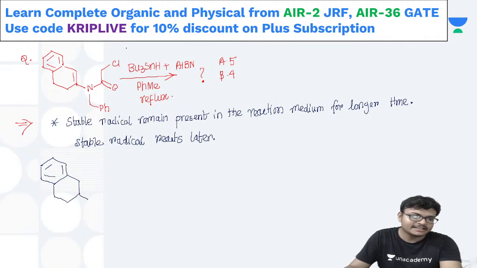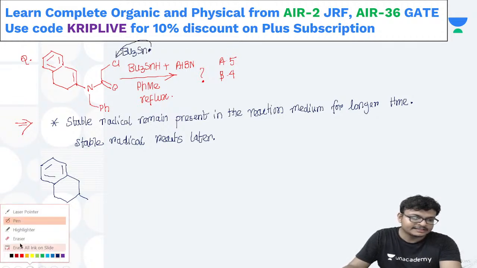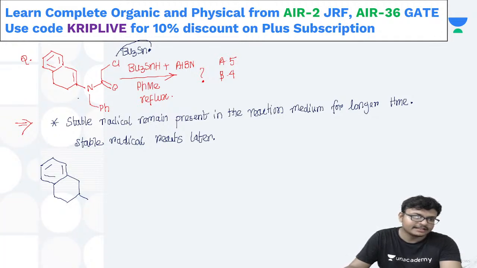So the first thing you need to understand is that the Bu3Sn radical will be abstracting this halide, because Bu3Sn radical is an example of a halide acceptor. So finally, here we are forming a radical.